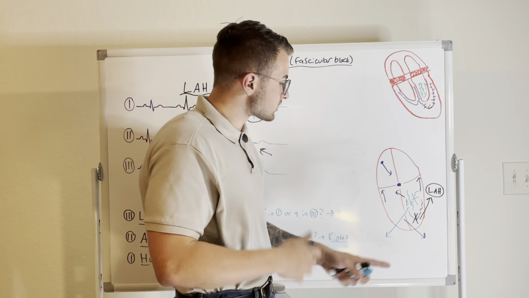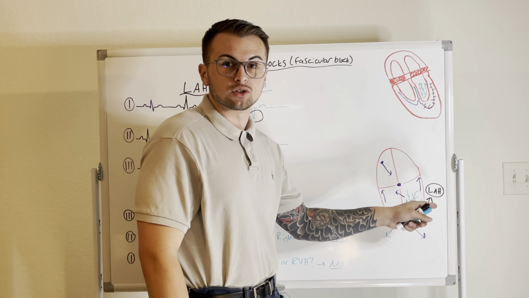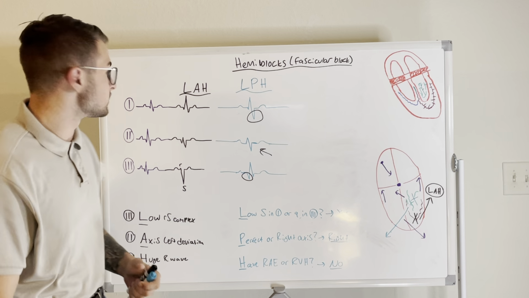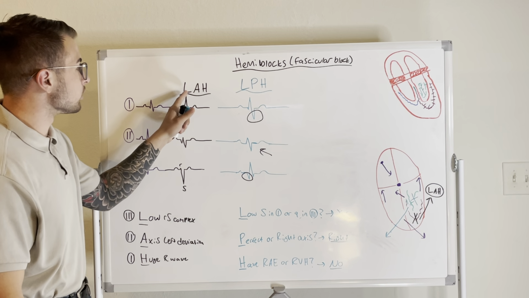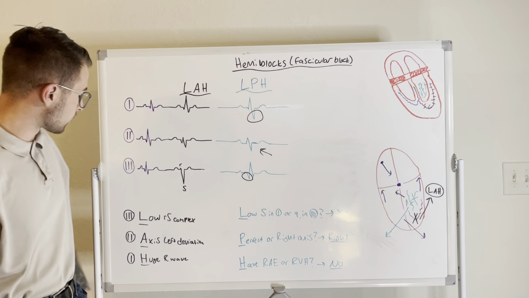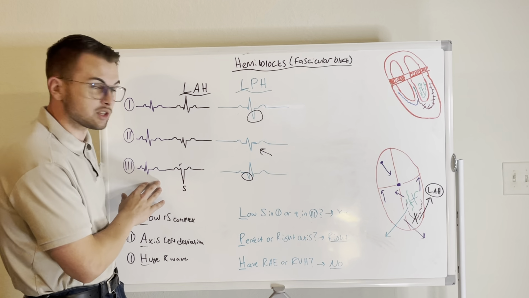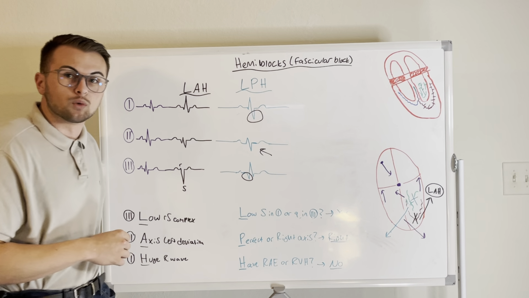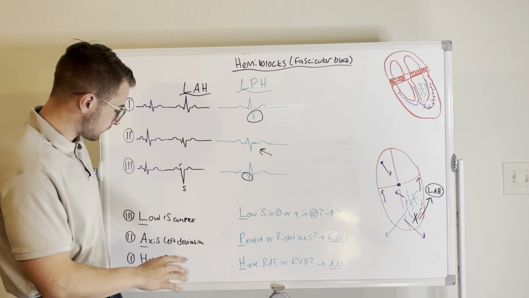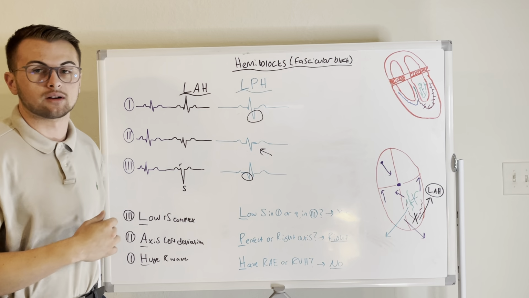So what does this abnormal electrical depolarization vector look like on our EKG? Well, we have to remember the phrase LAH 3, 2, 1. So it's as easy as that, 3, 2, 1. So we're going to have a low RS complex in lead 3. It sort of looks like how V1 would look. We're going to have an axis deviation to the left in lead 2, and we're going to have a huge R wave in lead 1, or at least one that's greater than expected.